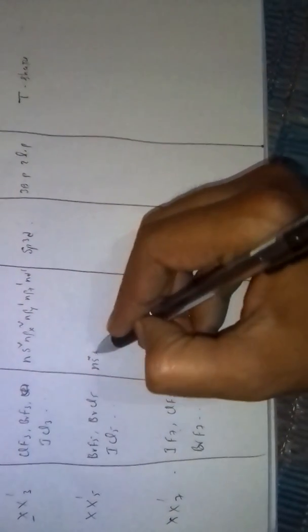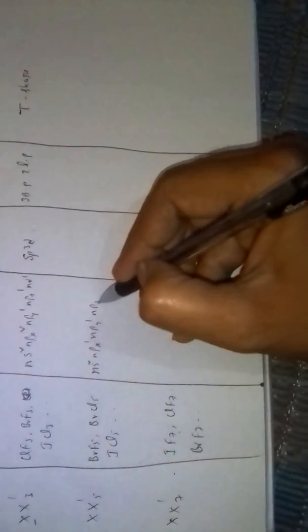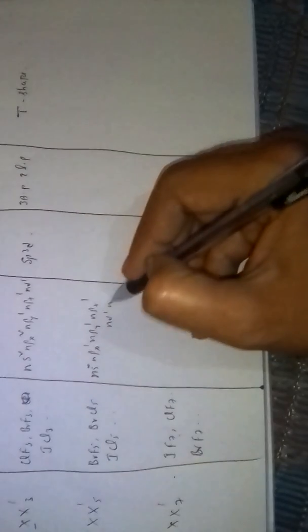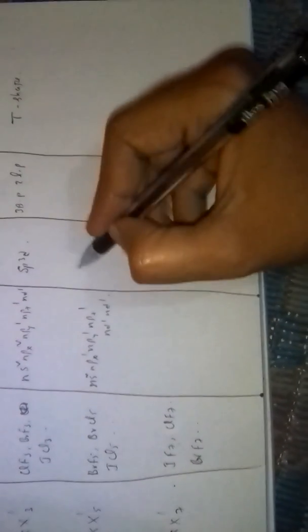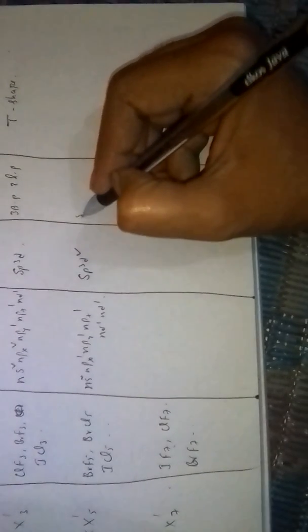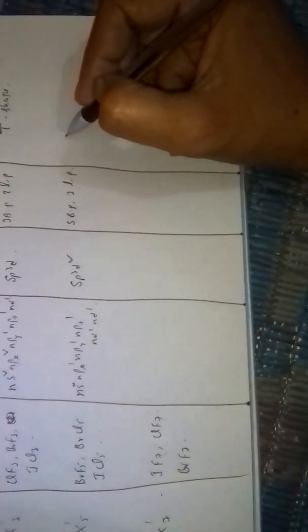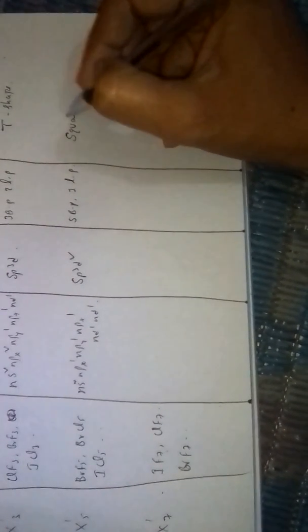Here ns2, npx1, npy1, npz1, nd1 and nd1. Here hybridization is sp3d2 and it contains 5 bond pairs and 1 lone pair. Shape is square pyramidal.